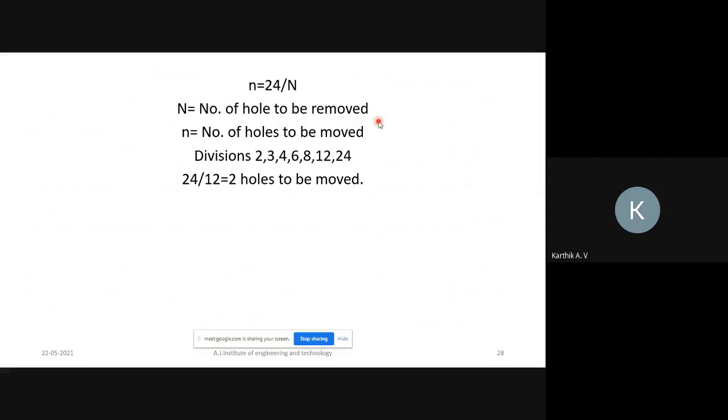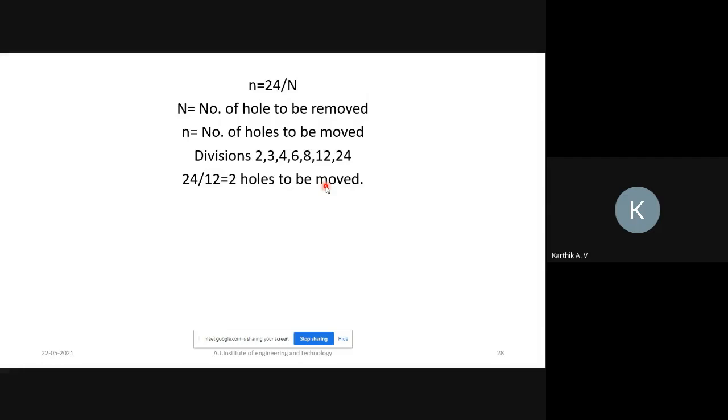Can you tell me, suppose you want to create 8 divisions, 8 equal parts in the workpiece, how many holes should we shift in the plate? Capital N is 8. So 24 divided by 8 is 3 holes to be moved. So for each 3 holes you have to mark on the workpiece.